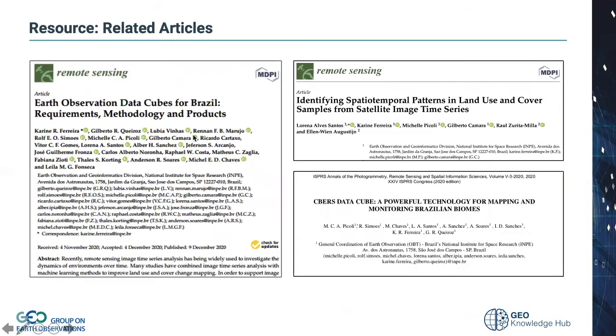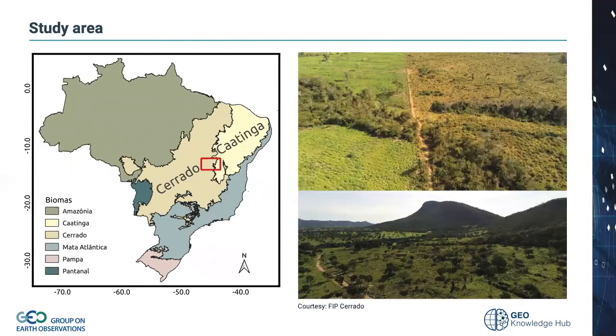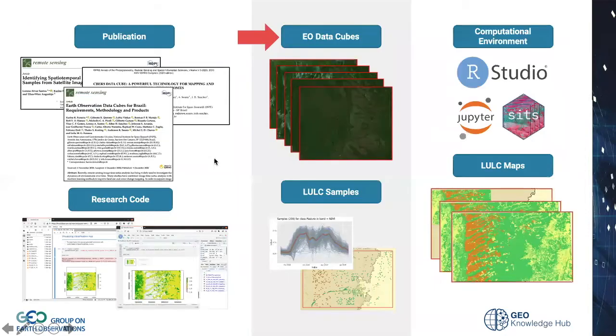There is a central paper with the methodology and technologies we used, one with the methods we use to evaluate and identify spatial-temporal patterns in the samples, and another one that could serve as a source of inspiration to the use of different machine learning algorithms and some variations in the methodology. The study area is located in the Cerrado biome in Brazil, in the northeast of the country.